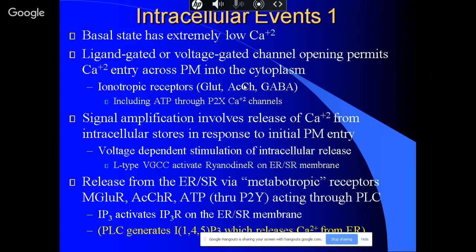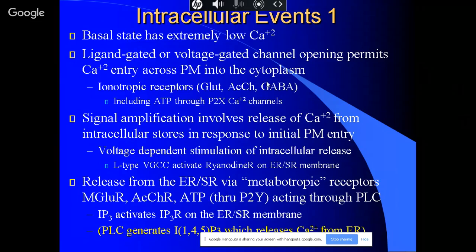You have either ligand or voltage-gated calcium channels that open and permit some calcium to come into the neuron or the excitable cell. And the calcium actually crosses the plasma membrane and enters the cell. Here are some of your ionotropic receptors, the glutamate receptors, acetylcholine, GABA. All of these, including ATP here in your P2X sets, let calcium into the system. They're ligand-regulated calcium influxes. This is a voltage-gated one. We've been talking about the voltage-gated calcium influx.